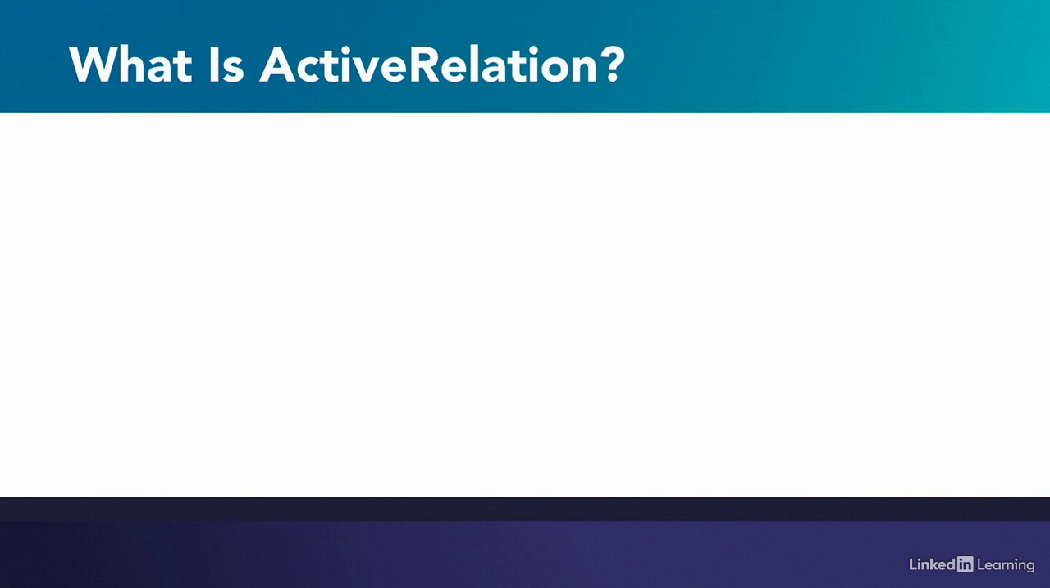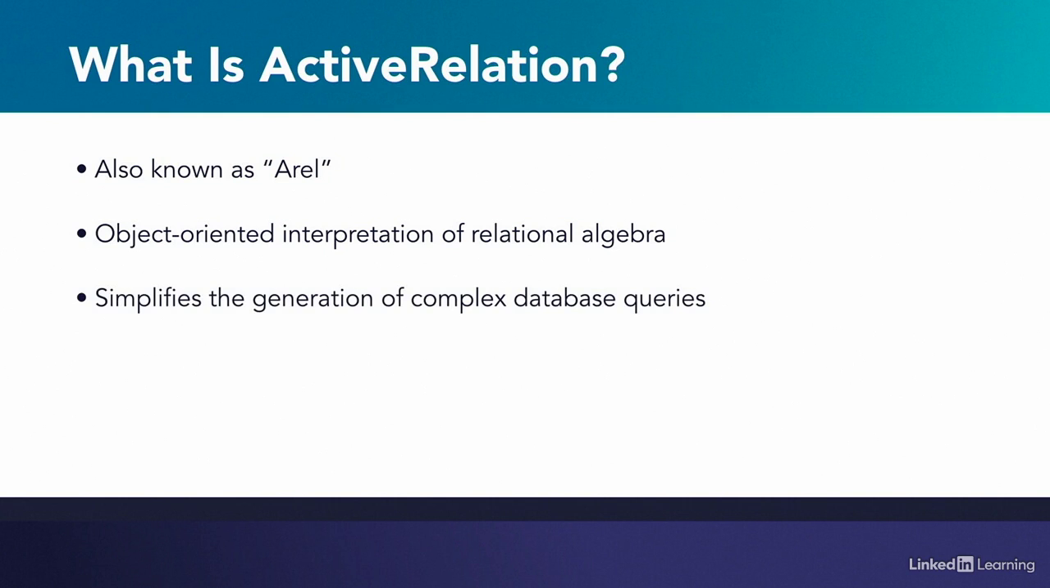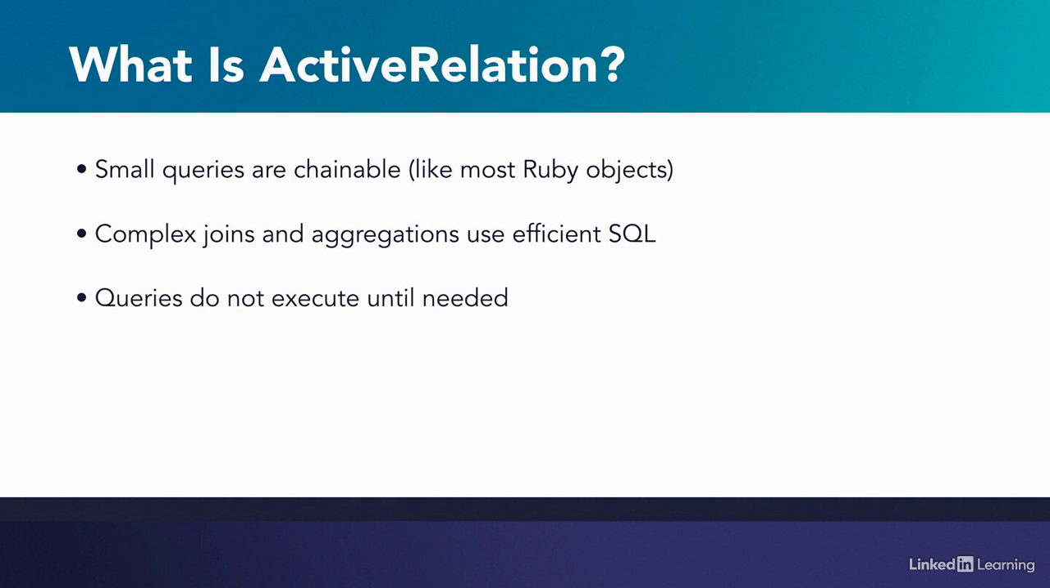So if that's active record, what is active relation? Active relation, also sometimes called ARel for short, is an object-oriented interpretation of relational algebra. Now, you do not need to understand relational algebra or even know what it is. The whole point is that Ruby on Rails handles it for you. Active relation is going to simplify the generation of complex database queries. What that means in practice is that we can chain small queries together, like you can for most Ruby objects, and then it will handle combining those together into creating complex joins and aggregations that use efficient SQL. And in addition, the queries that we create are not going to execute until they're needed.